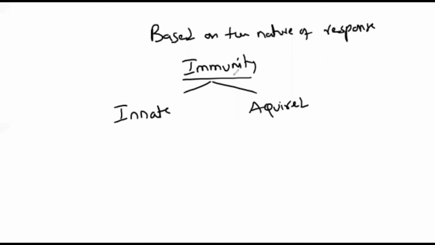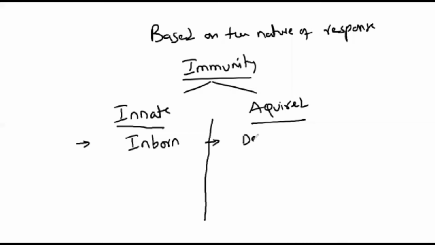Then, if we look at the types of immunity based on the nature of response, immunity can be broadly classified into two types: innate immunity and acquired immunity. Let us see the difference between innate and acquired. Innate is inborn. That means it is seen at the time of birth.